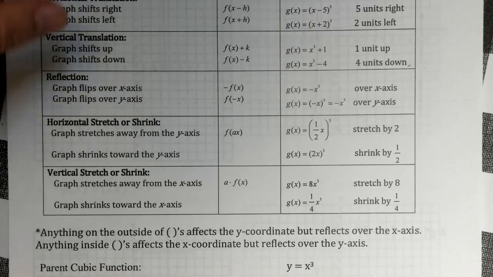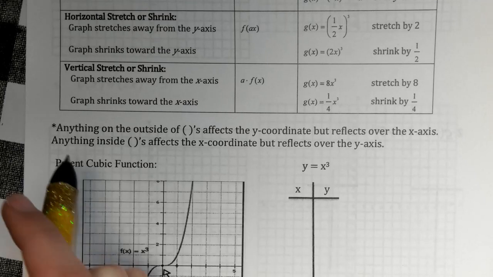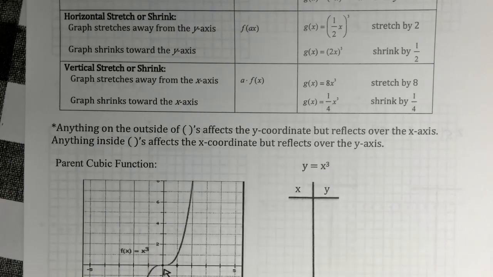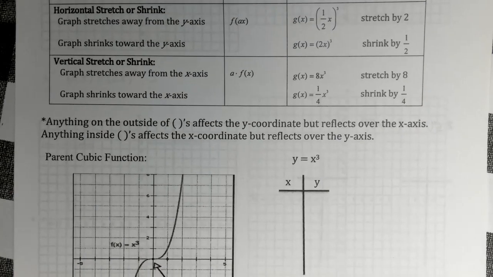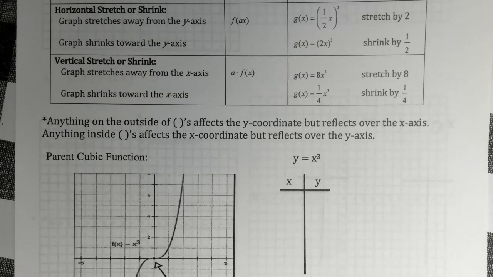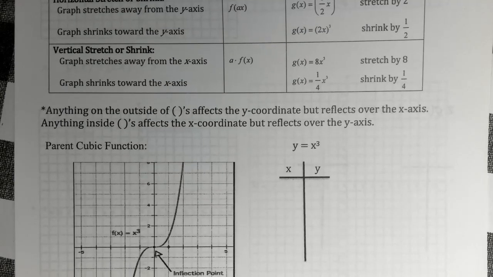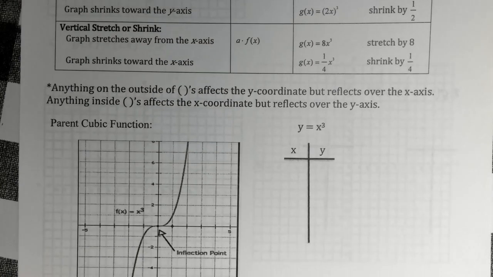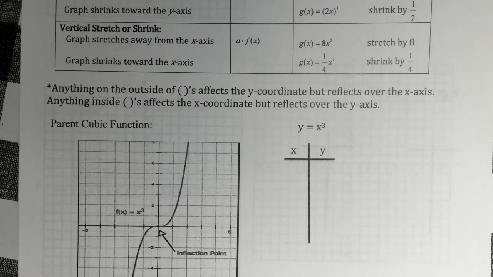Alright, so I basically summed this up. I don't need to read that again. You can go back if you want to, but I already said that. If it's in parentheses, it's your x, opposite of. Okay. So we're going to look at our parent cubic function. You should know your parent quadratic function, y equals x squared, and you should know that parent function table.